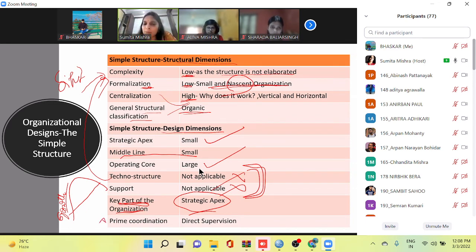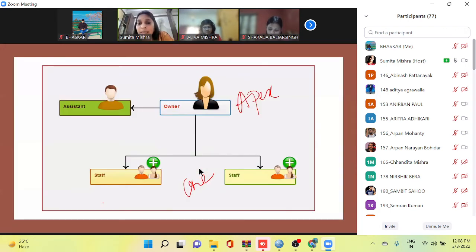Now forget about this prime coordination. This is what is important. So what do you have? What kind of an organization is this? This is a growing company, a very, very small unit. It has only two parts to it. One is apex, the other is core. Complexity low, formalization low, and centralization high. Okay. So what is the most important part of the organization? It is the strategic apex. And the organization looks like this, very, very lean and trim and extremely fluid. Okay. Now, let's go through a demo. Okay.